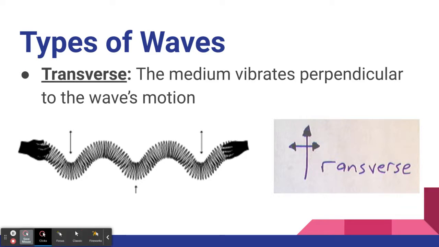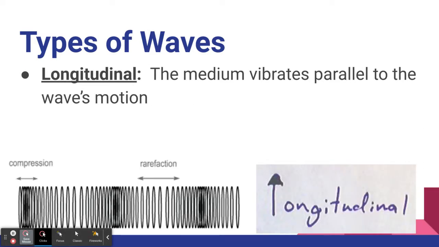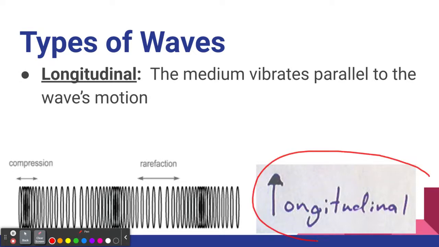We'll compare that against longitudinal waves, where we have waves that vibrate parallel to the wave's motion. So the transverse again moves perpendicular, up and down and side to side. Longitudinal basically just moves side to side. If the motion is side to side, the vibration also moves side to side. It's one direction. And we see that here with the slinky.